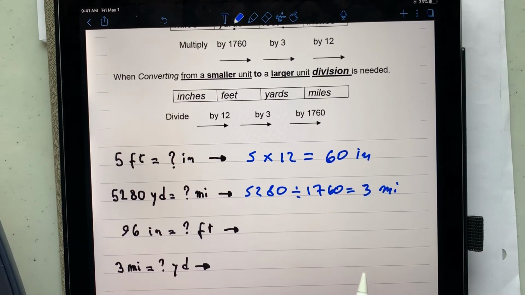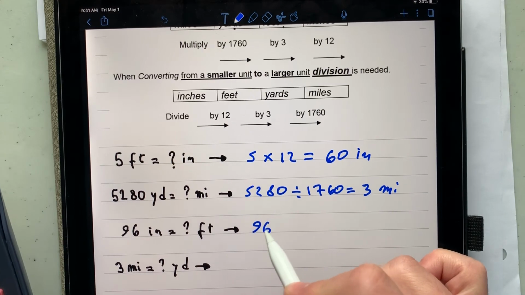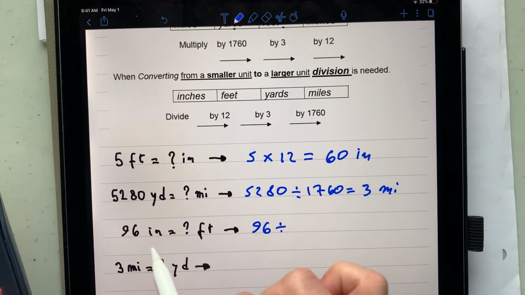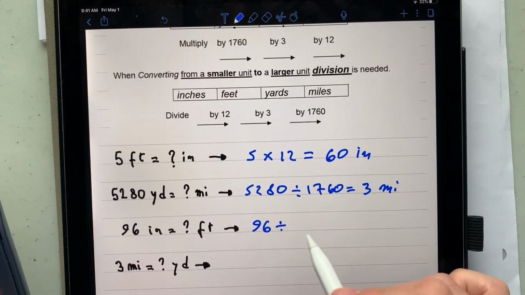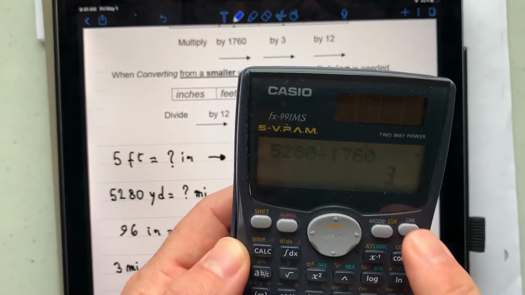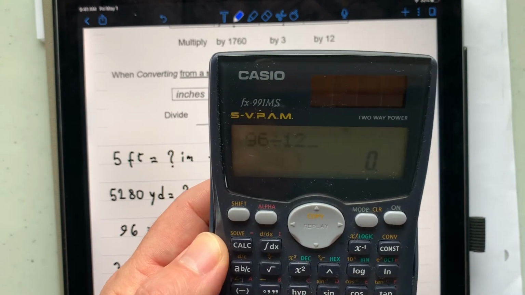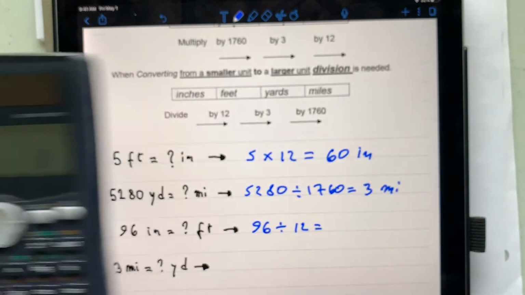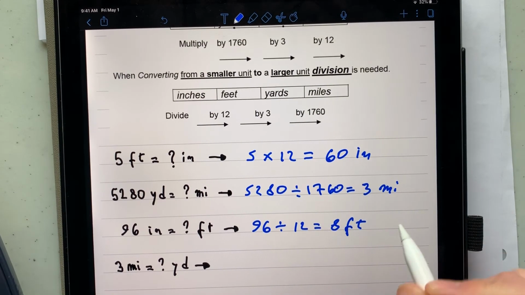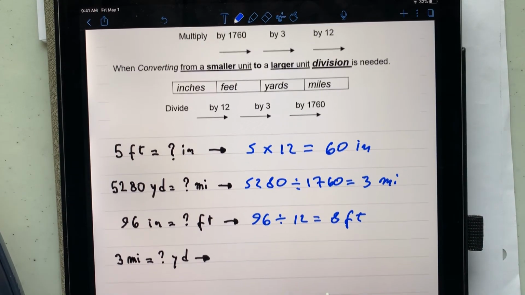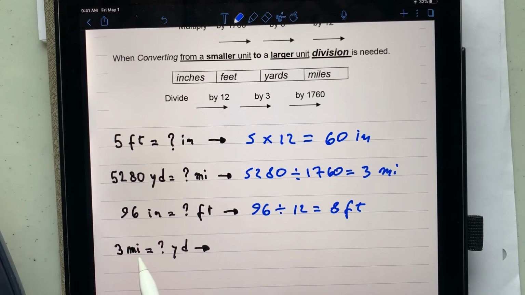So let's go another one. 96 inches into feet. Okay, inches is small, feet is big. So there's more inches and less feet. I need to be dividing. So that's 96 divided by 12, since inches to feet is divided by 12. So 96 divided by 12 gives us 8. So there are 8 feet in 96 inches.